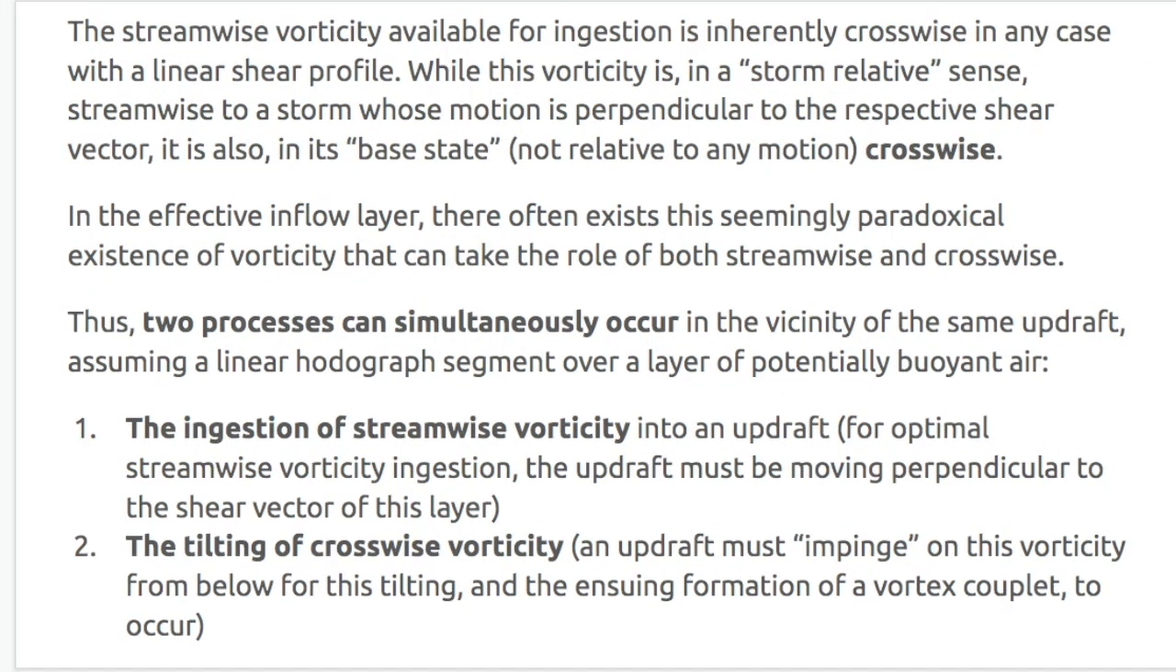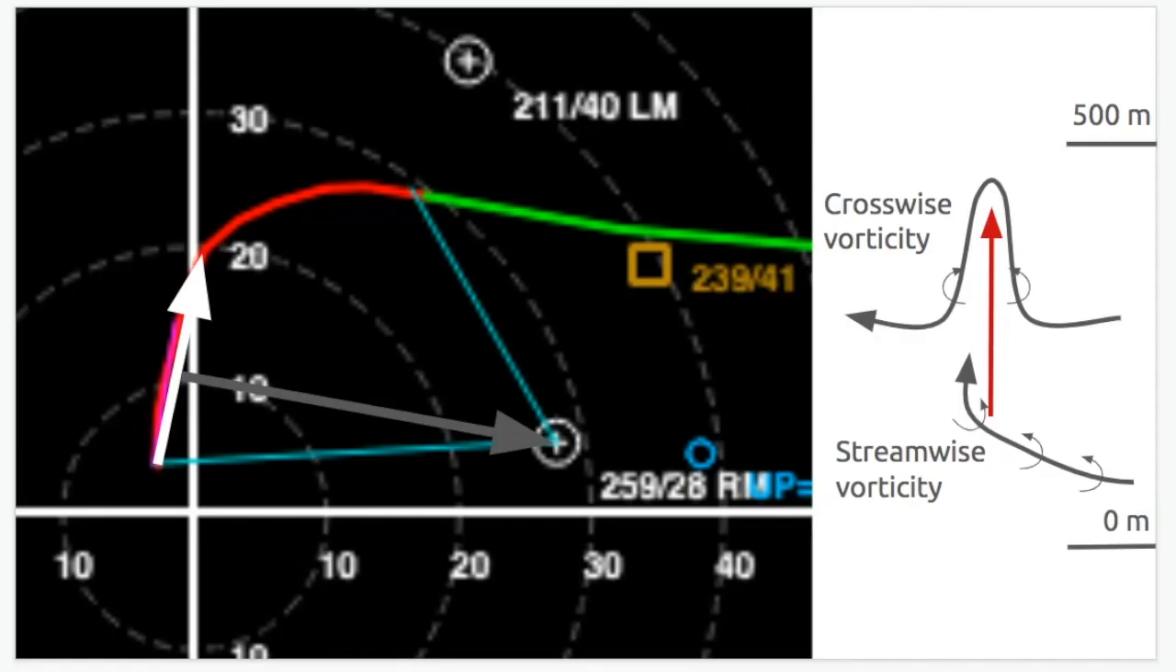Number two, the tilting of crosswise vorticity. In order for this to occur, an updraft must impinge on this vorticity from below. Therefore, it's able to tilt it into the vertical. When this tilting occurs, a vortex couplet forms as the result. Let's look at these processes using both a hodograph and a diagram.